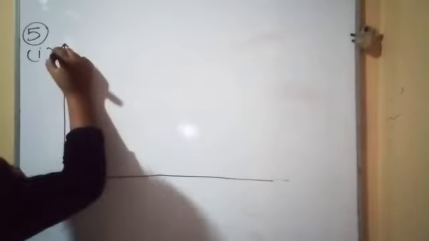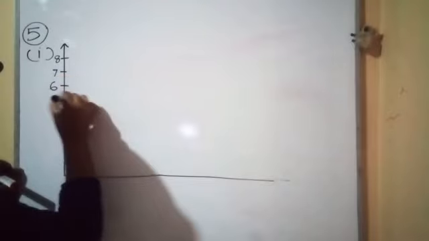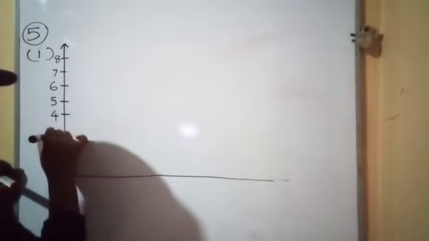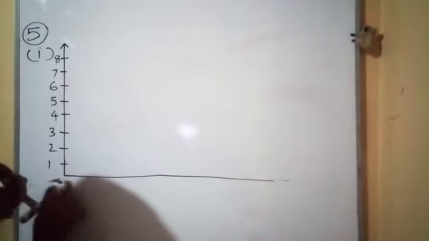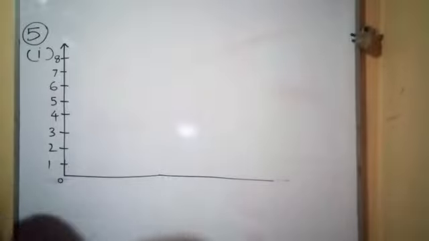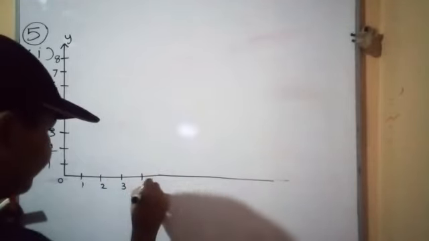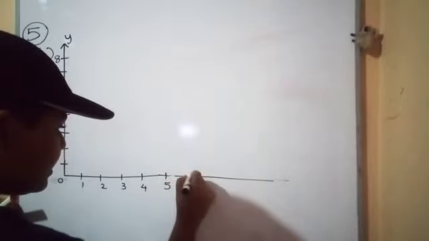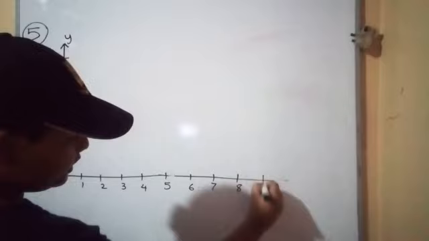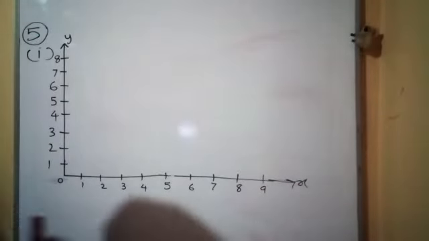Like this. Now there are 8, 7, 6, 5, 4, 3, 2, 1, 0. Yes. Now this is the y-axis. Now this 1, 2, 3, 4, 5, 6, 7, 8, 9. This is the x-axis. So let's draw this now.